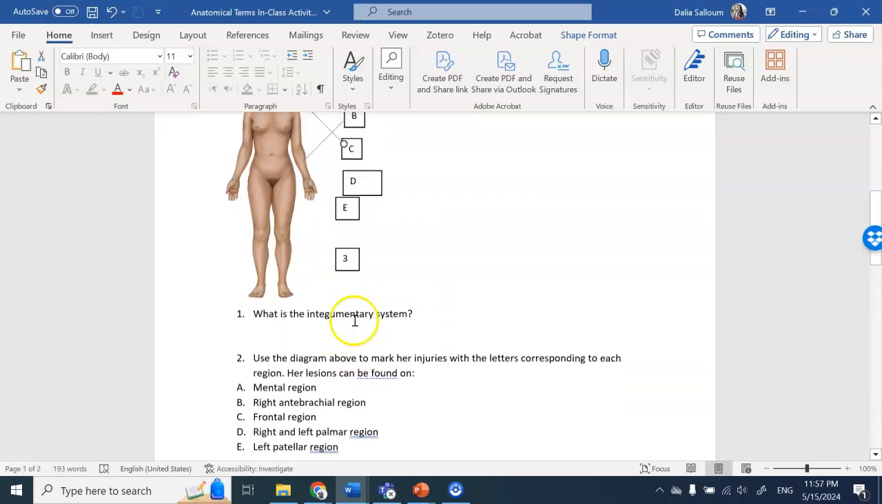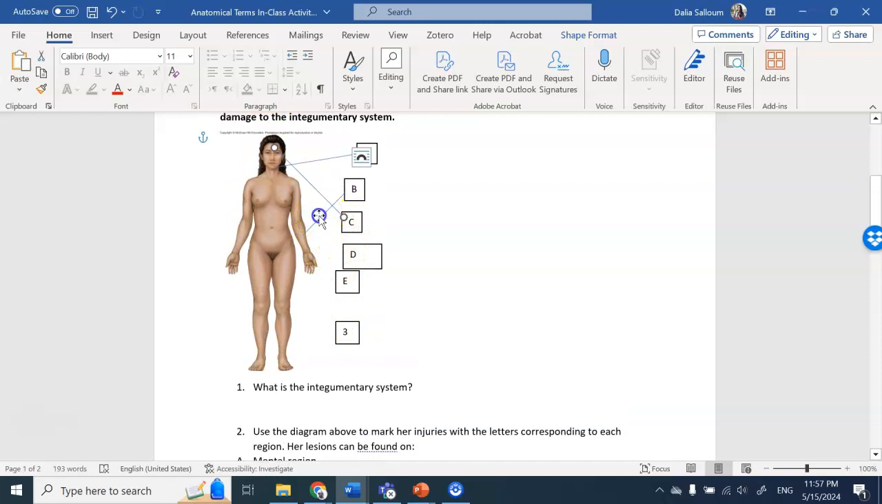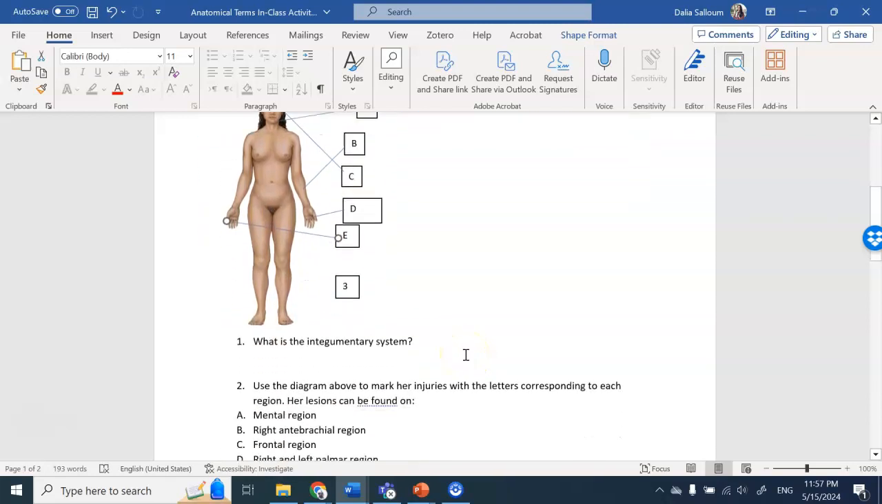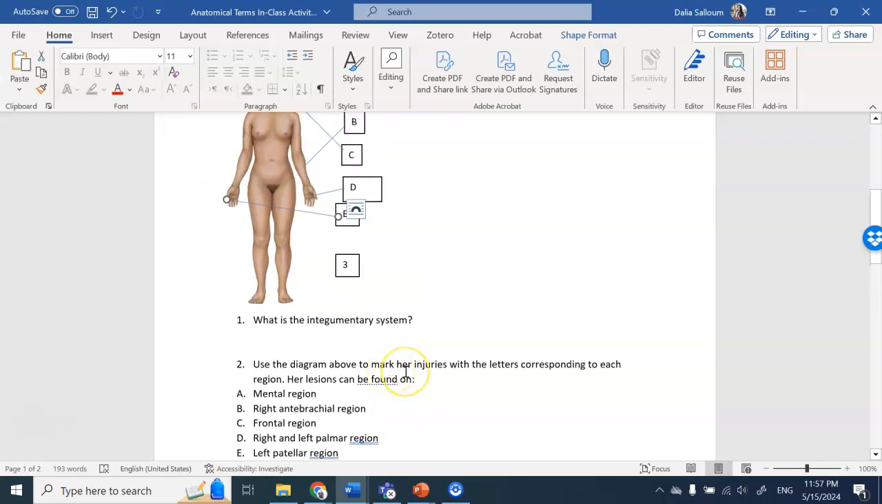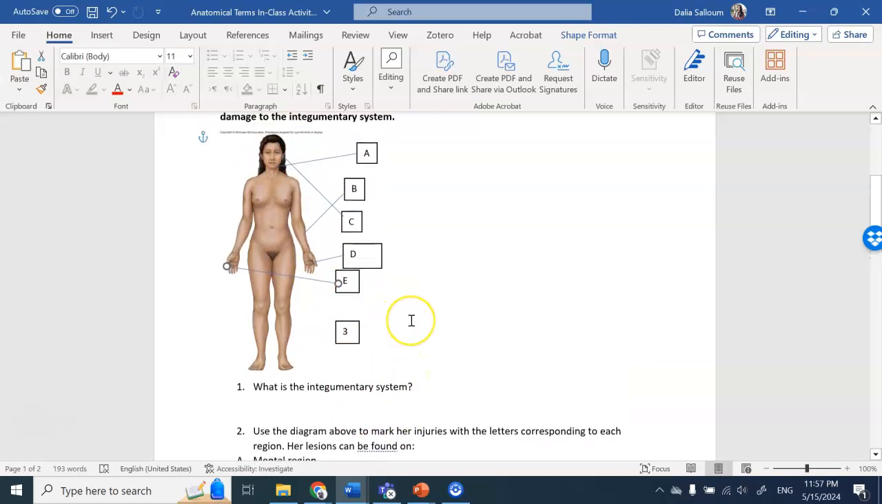D is the right and left palmar region. So D, bear with me, y'all. I know this is a terrible way to do it. It's much easier to just print it on a piece of paper. You can also print it on a piece of paper and take a picture and upload it. And one of the things that we want you to practice in anatomy is identifying anatomically correct right and left when looking at a picture.